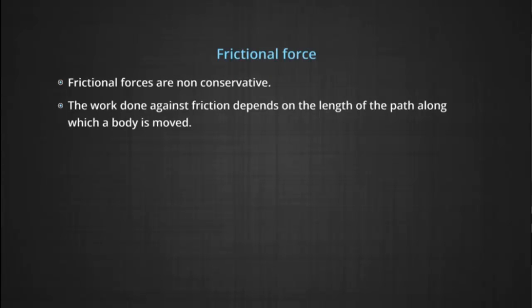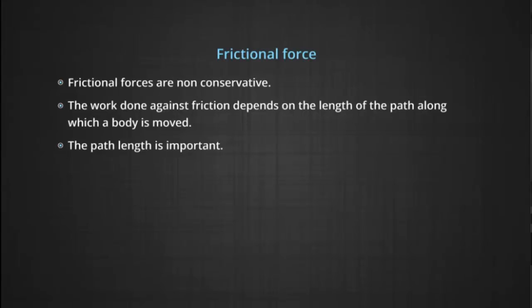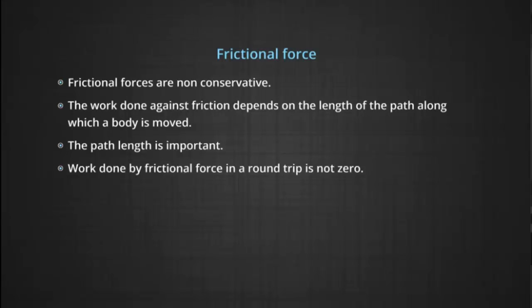The work done against friction depends on the length of the path along which the body has moved. So if this car was moving on a rough surface, then the frictional force was responsible for how long it would move on it. Supposing I force it to move on it, then more frictional force would have acted on the car. The path length is therefore important. Work done by frictional force in a round trip is not zero.